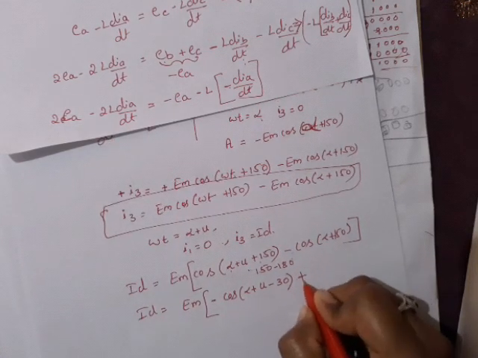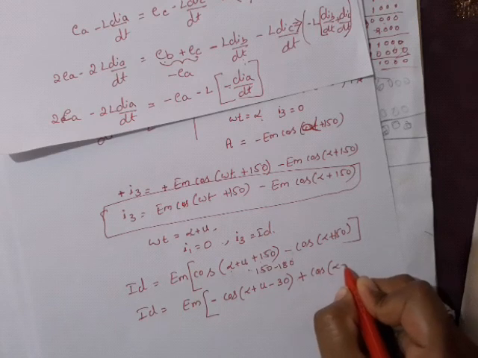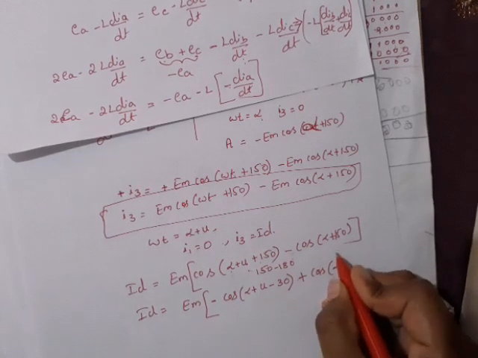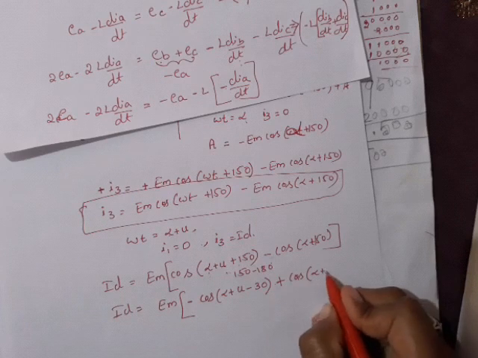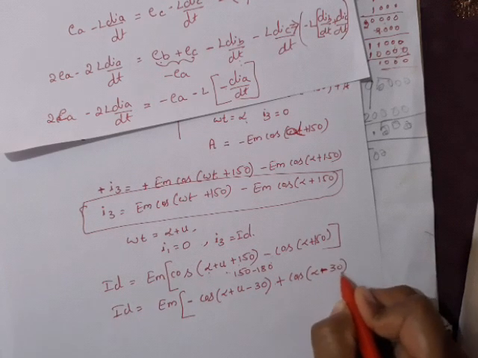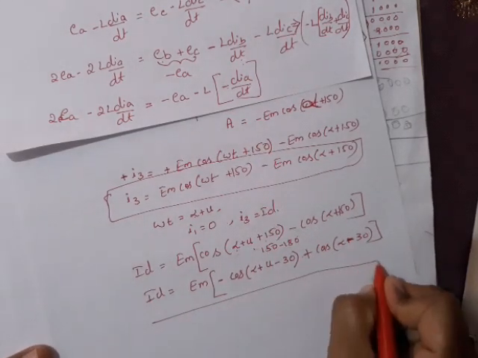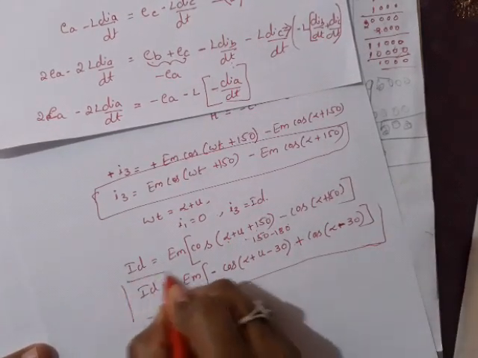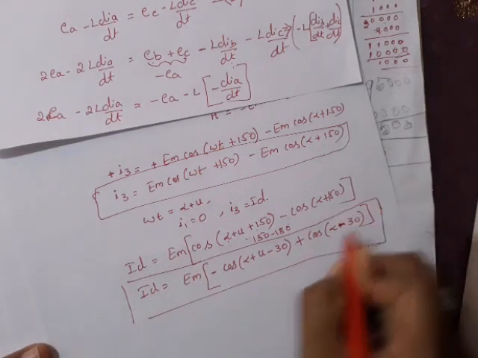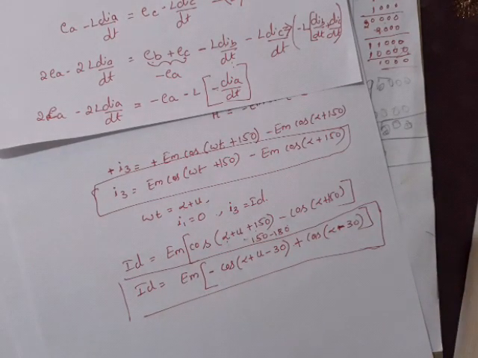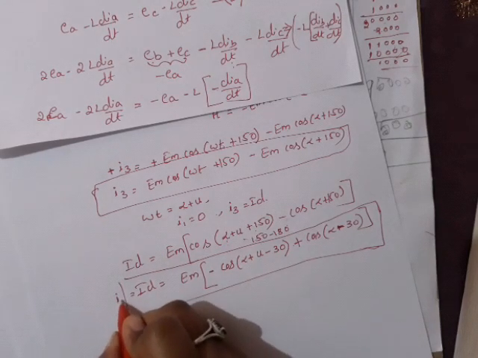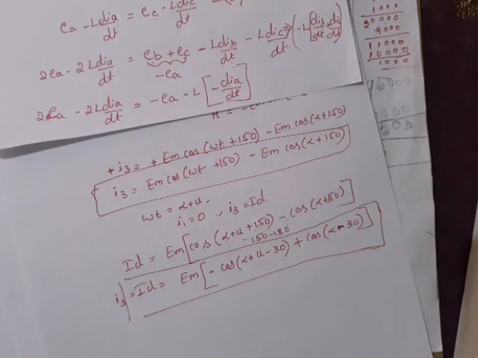Minus into minus becomes plus: cos of alpha plus 150 minus 180, which will become minus 30. So you have to represent it like this. Finally, this is your ID current after the overlap angle, when it has completely shifted to valve number 3. So this is equal to current I3. This is the current equation for u greater than 60 degrees. You can compare this equation with the current equation you got for u less than 60 degrees.